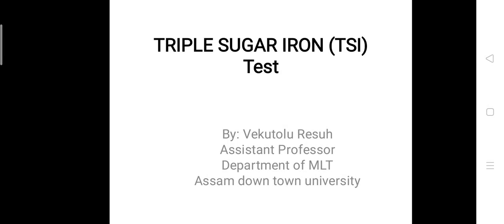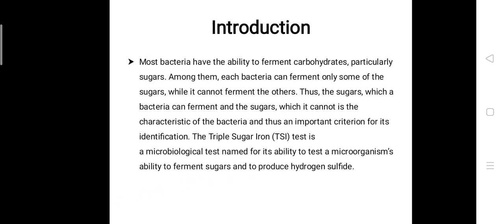Today we are going to be talking about the triple sugar iron test, that is the TSI test. So let us see the introduction of this TSI test.